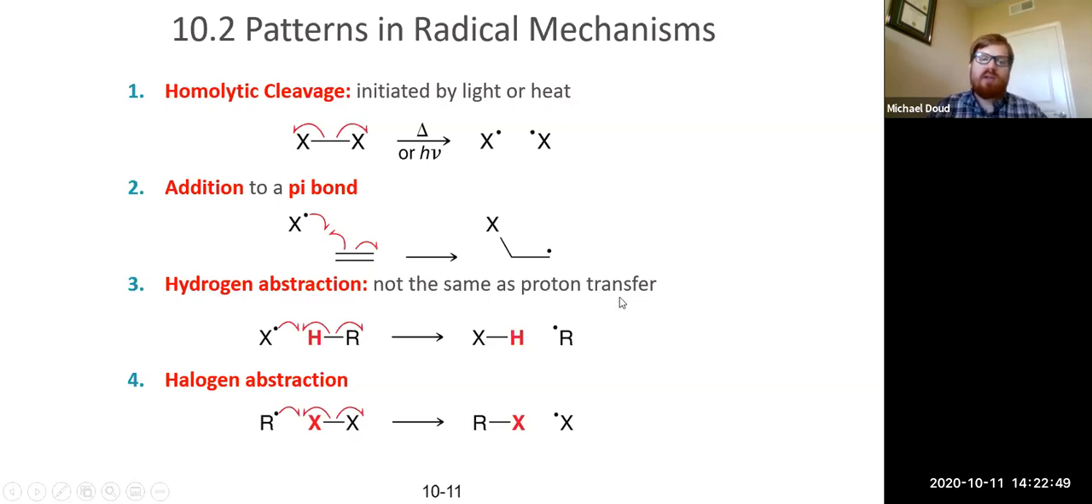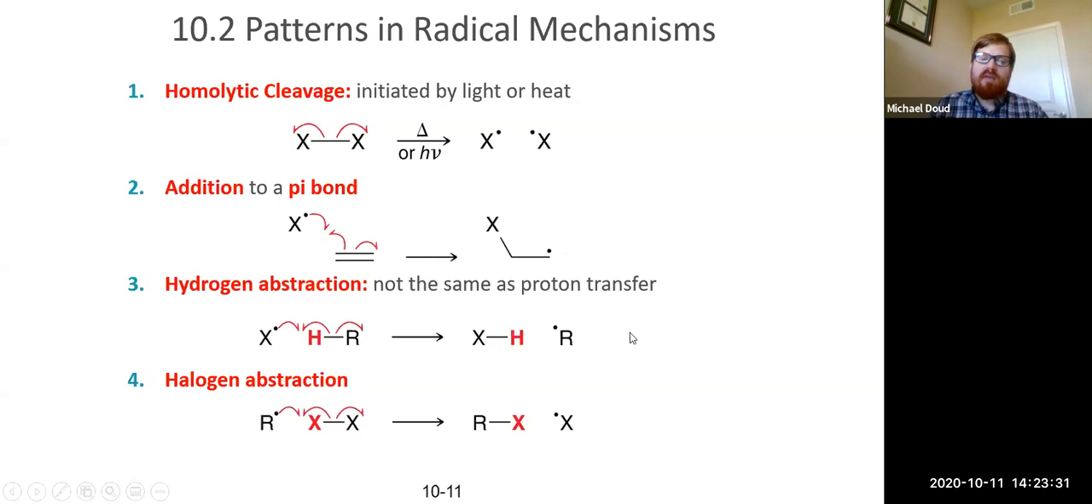After that, we have what's called hydrogen abstraction. Importantly, this is not the same thing as proton transfer. In proton transfer, you have your base donating a lone pair to a proton, and the proton's bond to its previous compound, to the acid, is broken. That's not the case here. We have a radical starting, basically, and we're forming a new bond from that radical to a hydrogen atom. And the way that happens is it takes one electron from the hydrogen, in this case, the R-H bond, whichever one it happens to be. And that leaves you with an R radical along with the X-H bond, whichever radical X was.